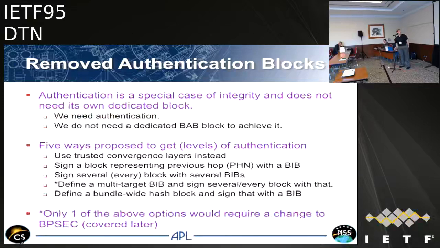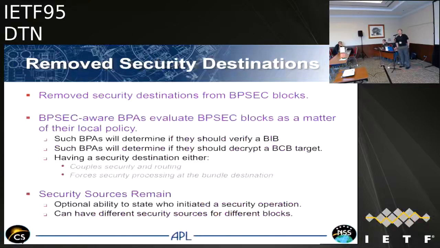All right, next slide. So additionally, we looked at security destinations. They have been somewhat problematic in 5257 in the sense that the concept of a security destination coupled routing and security. If you specified a security destination that was not the bundle destination, you made an assumption that the routing system would take you eventually through the security destination before getting to the bundle destination. And then there were certain cases where you got to the bundle destination before you got to a security destination. What do you do at that point?